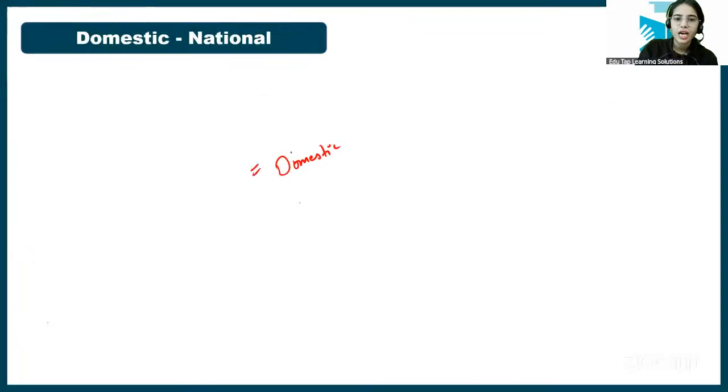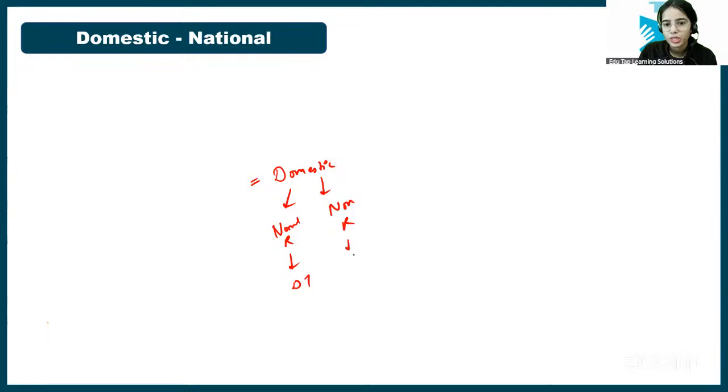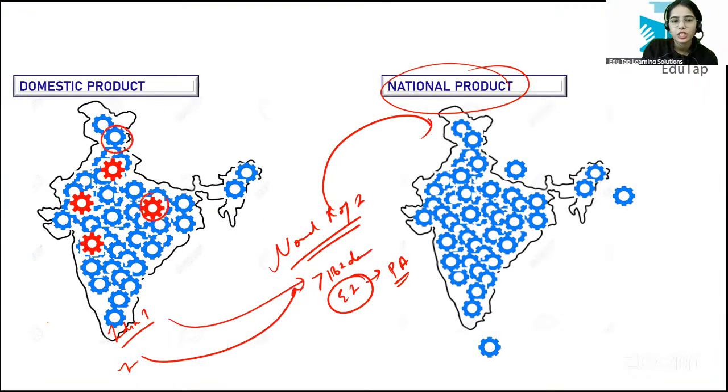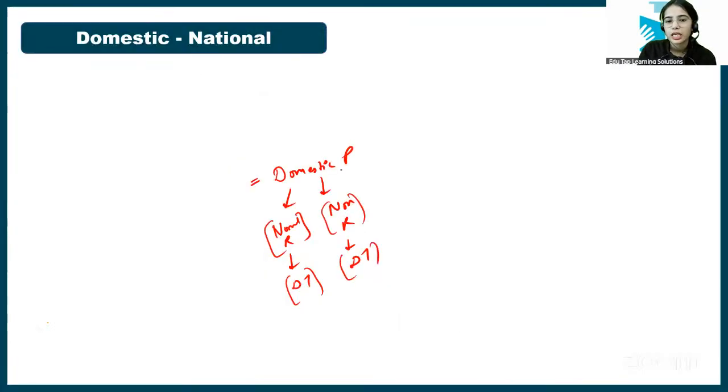Now, if we have to convert the domestic into national, we add the net factor income from abroad. Why is it so? In the domestic, what do we have? Normal residents producing in the domestic territory, and non-residents producing in the domestic territory. Do we include that in the domestic product? Yes. So normal residents producing in domestic territory, as well as non-residents producing in domestic territory, are included in the domestic product.